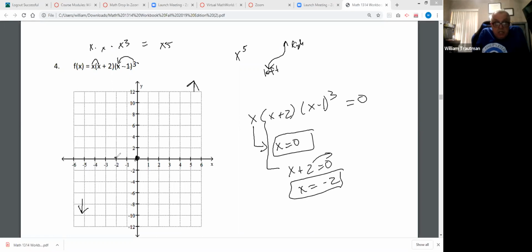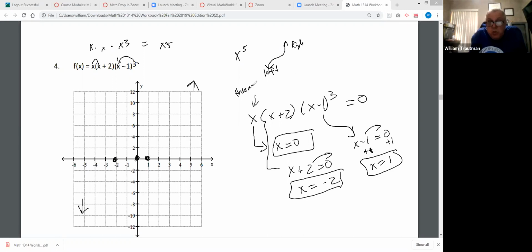That's another intercept. And here we're just looking at the inside. x minus 1 equals 0. Take the 1 to the other side by adding 1, and I get x equals 1. That's my other intercept. So these are my three intercepts. This is an odd power of 1 here, so the graph goes through it. And this is odd too. The graph is going to go through all of these.